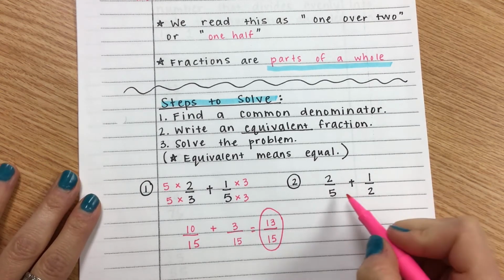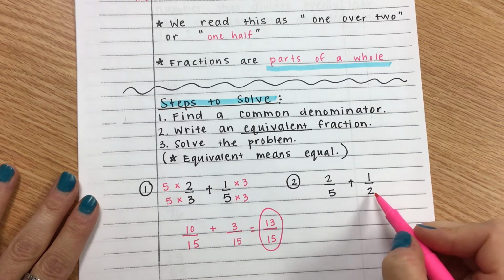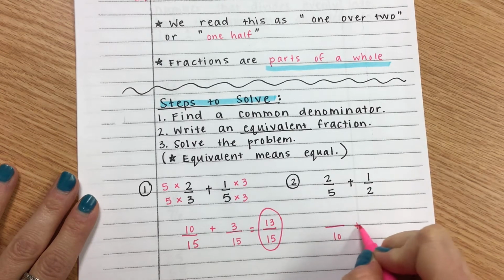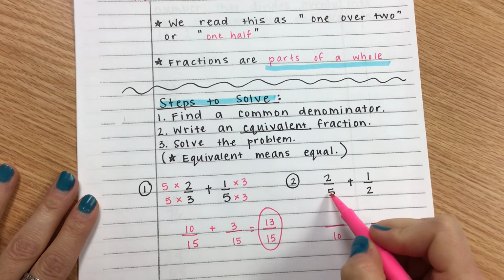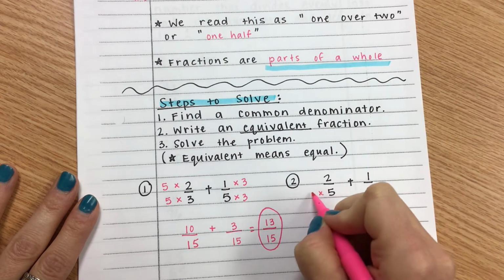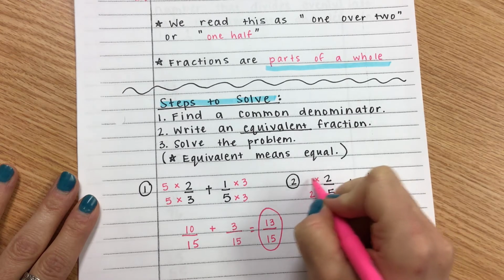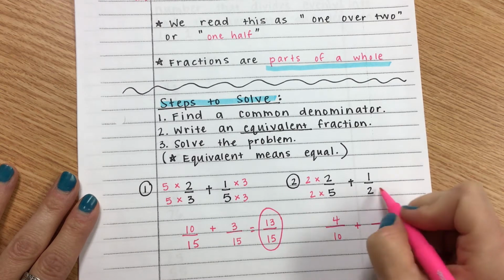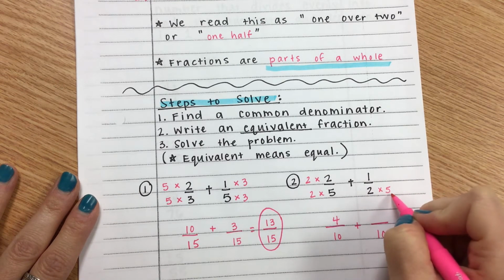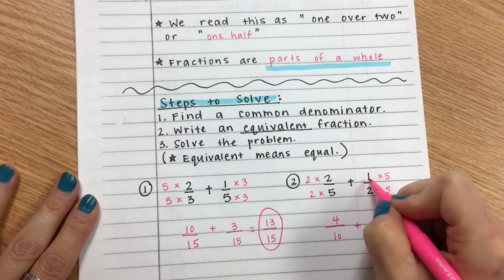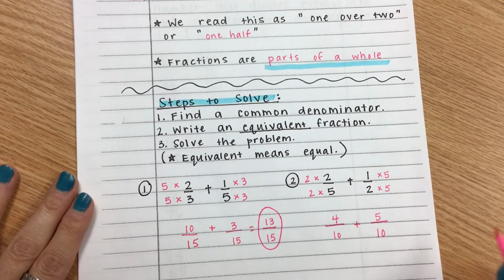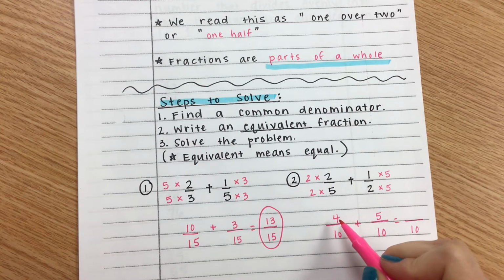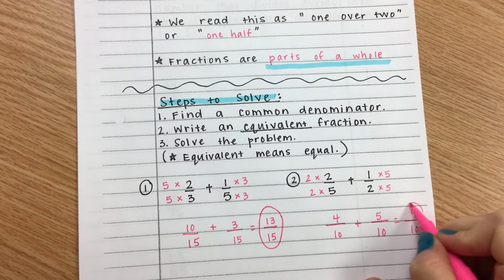Now we're going to come over here. 5 and 2. A denominator that both 5 and 2 can go into is 10. To make 5 turn into 10, I would multiply it by 2. What I do to my denominator, I do to my numerator. 2 times 2 is 4. To turn 2 into 10, I'm going to multiply it by 5. What I do to my denominator, I do to my numerator. 1 times 5 is 5. So now I keep my denominator the same, and I'm going to add my numerators. 4 plus 5 is 9.